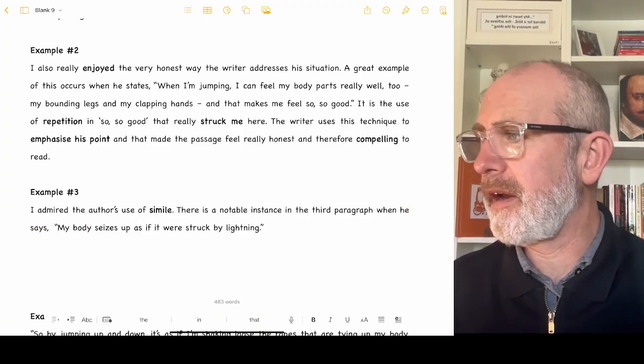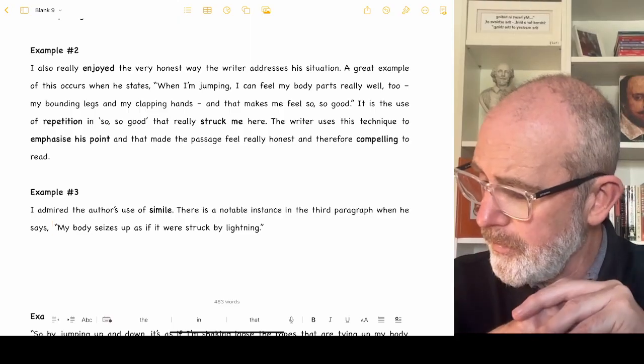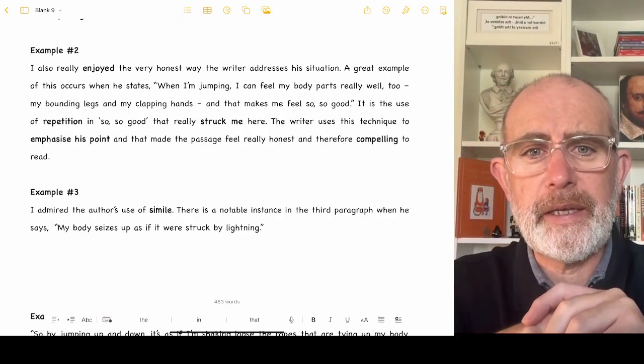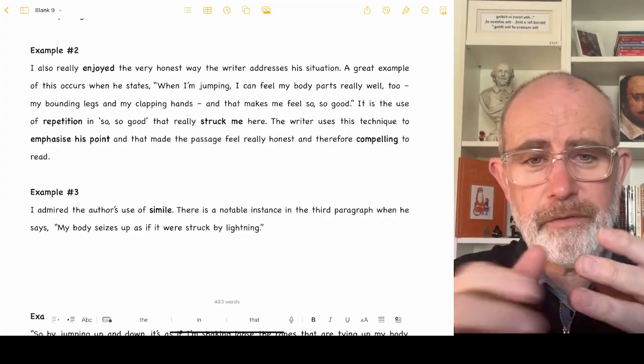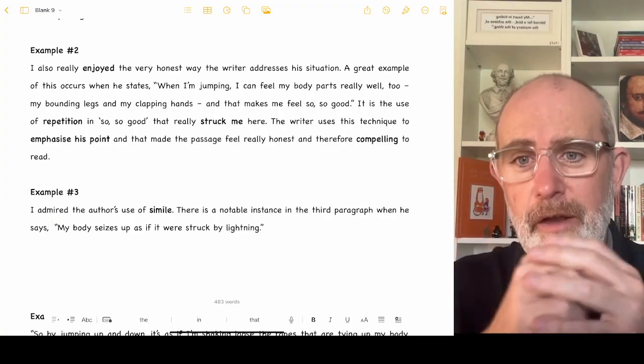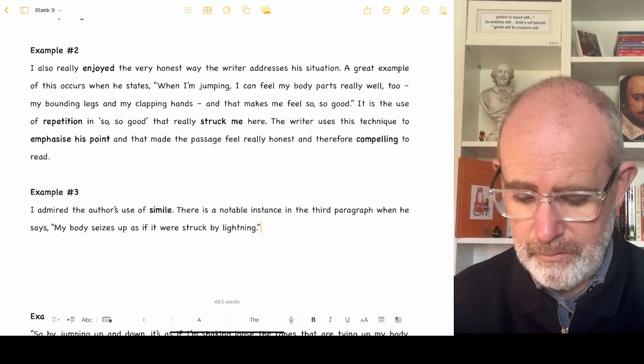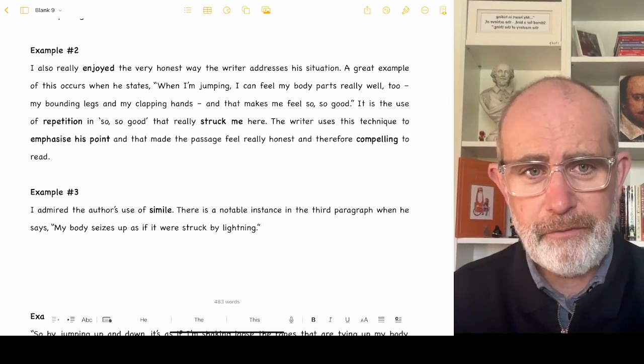Okay, so now I've integrated my quote into my sentence. I admire the author's use of simile. There's a notable instance, so that means example, so you're trying to vary vocabulary, in the third paragraph when he says, my body seizes up as if it were struck by lightning. Now all you have to do is explain that very briefly.